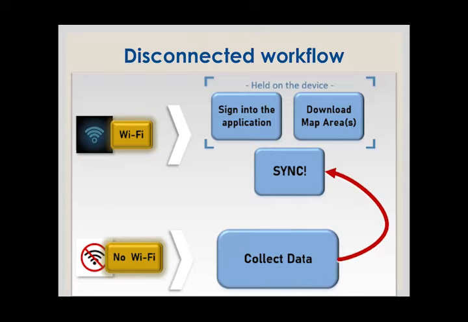You download a map area to your device for use, and then jump down to not being connected. Go on out there, collect data all day. Then we've got this arrow that takes us back at the end of the day, connect back to Wi-Fi, and hit a sync button to synchronize the data you collected in your downloaded area back to that online source.